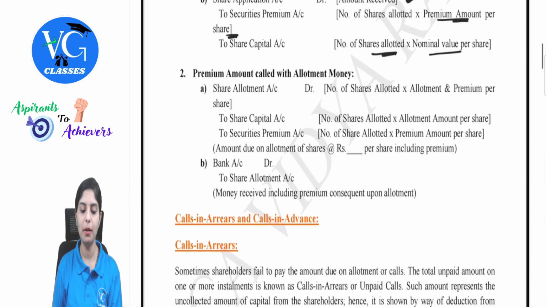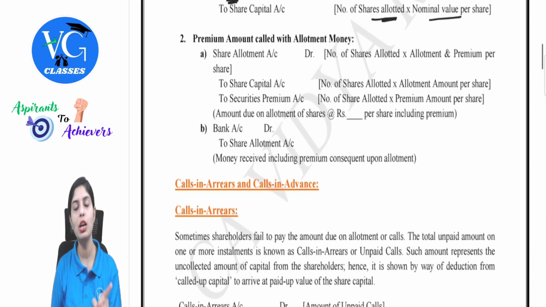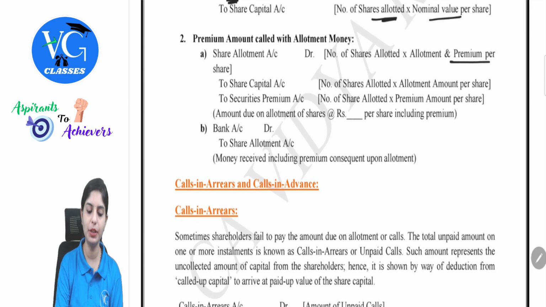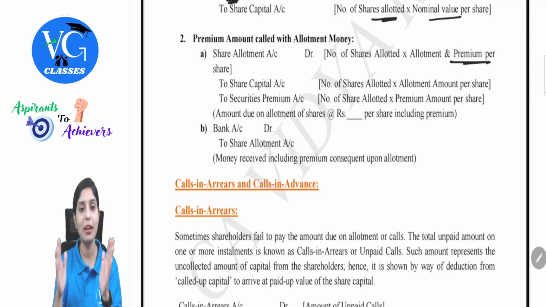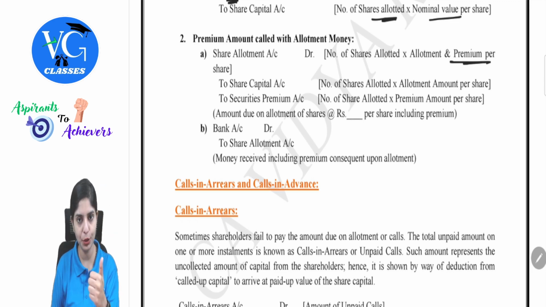Next, premium amount is collected or called with allotment money. So in the process of allotment, I will have to first make it due. So when I make it due, what is the entry? Share allotment account debit to share capital. So with respect to this here, I will also include premium amount. Here there is still no bifurcation. Understand, first I am making it due.